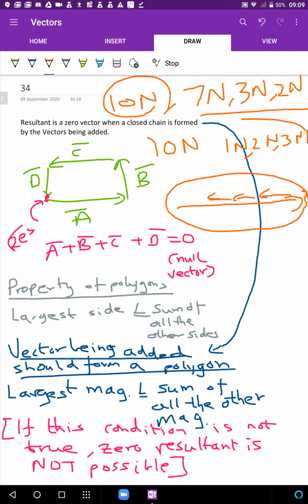My resultant cannot be zero. All right. So for these vectors, the simple idea is I can never get a zero resultant because with them I can never form a closed polygon. Therefore, I can never get zero resultant.